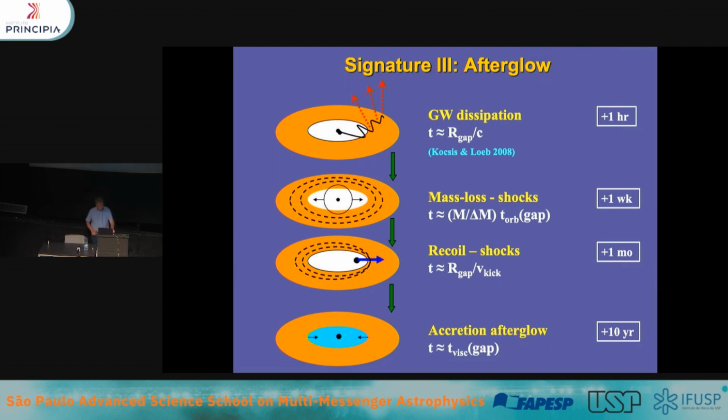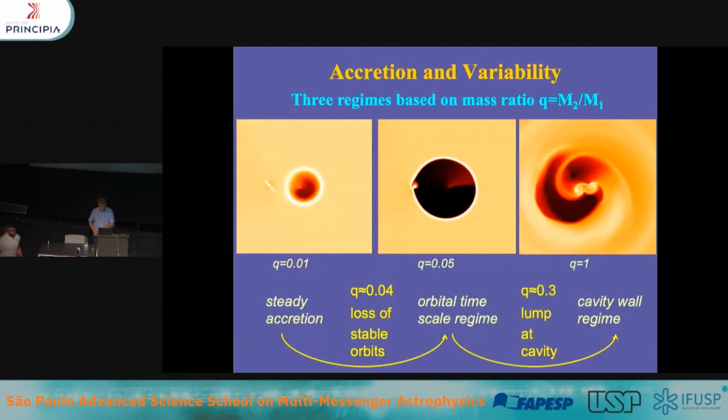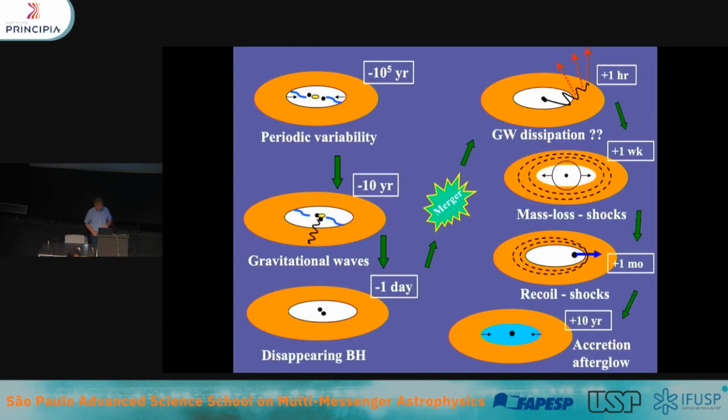So if you go back to my overview, I made the point that there are also signatures of binaries which occur after the merger. And these signatures have to do with what I already discussed, the fact that the merging black hole loses mass and recoils.